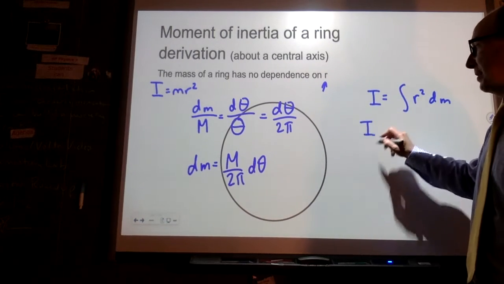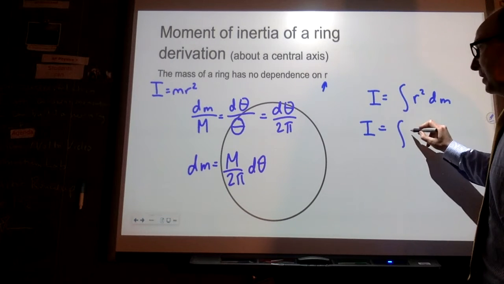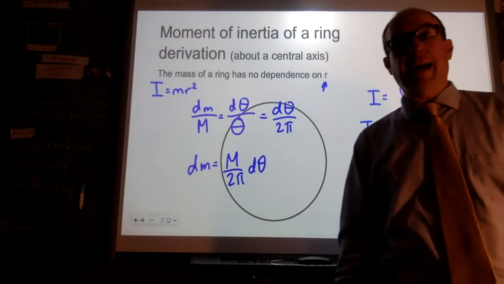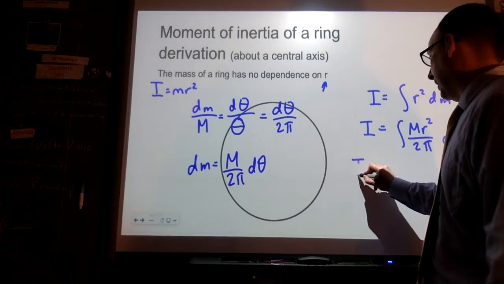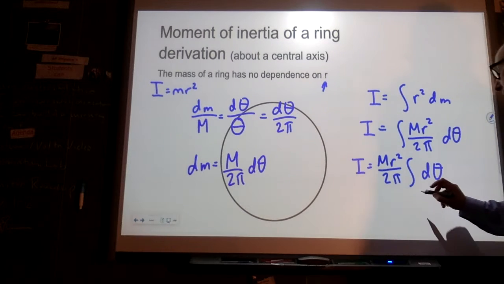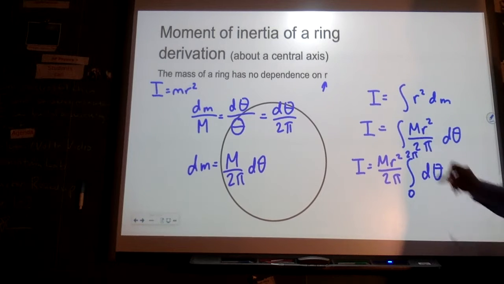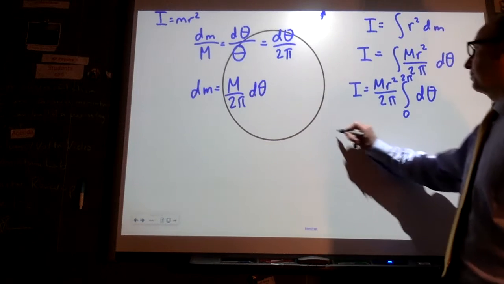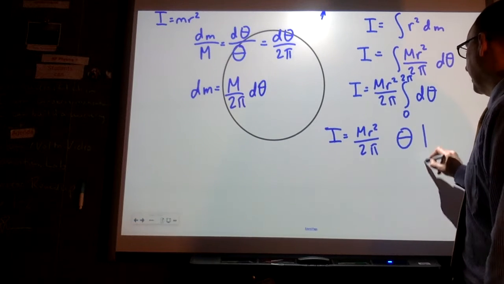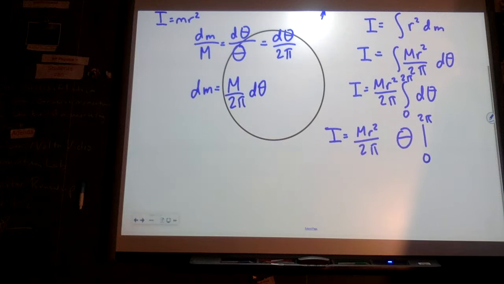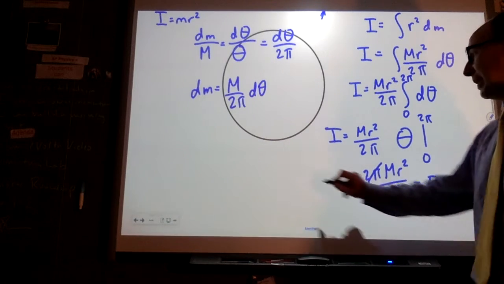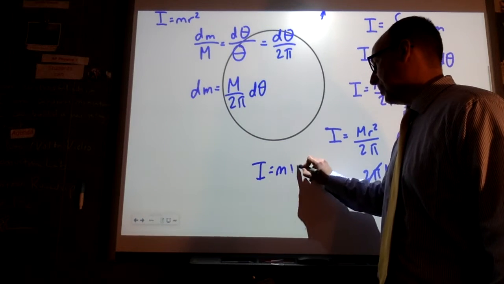And when I substitute this in for dm, I get the integral of mr squared over 2 pi d theta. Let's move everything out that is a constant. And what we're left with is mr squared over 2 pi times the integral of d theta. So all we have is this from 0 to 2 pi. And so this is going to give me mr squared over 2 pi times theta from 0 to 2 pi. And so I'm going to have 2 pi mr squared over 2 pi minus 0. And we get what we started with, which was I equals mr squared.